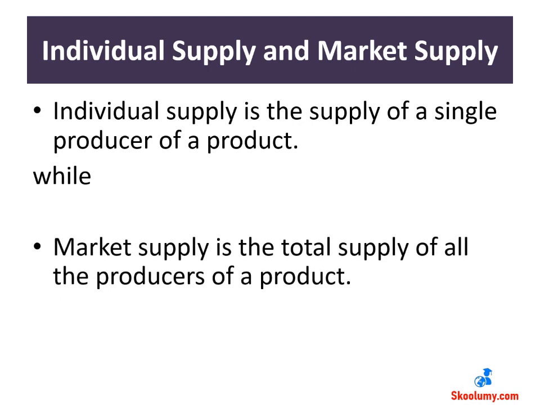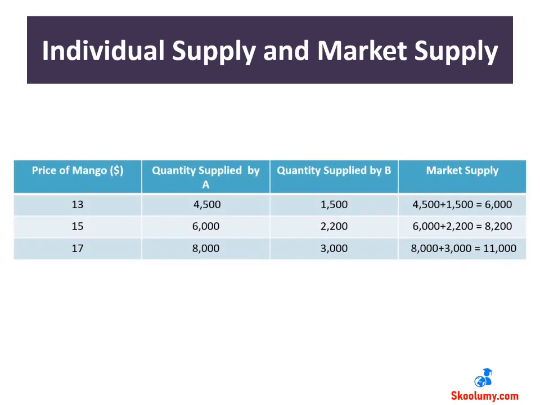What is the difference between individual supply and market supply? The supply of one producer or firm is called individual supply. The total supply of all the producers of a product is market supply. In the table below, it is assumed there are only two suppliers of the product, A and B.